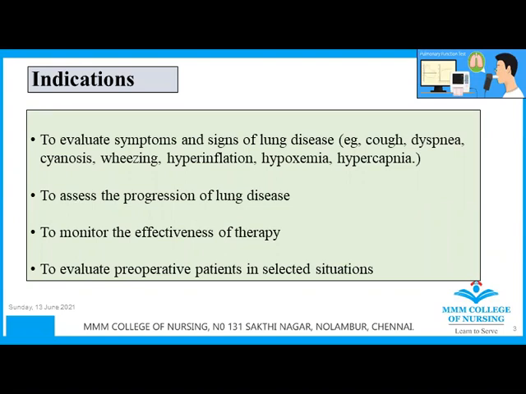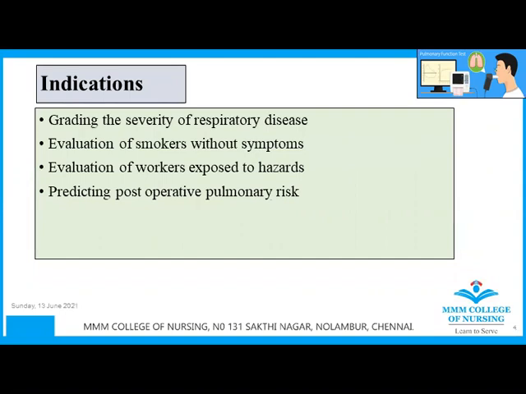Indications of PFT. PFT helps to evaluate symptoms and signs of lung disease, for example cough, dyspnea, cyanosis, wheezing, hyperinflation, hypoxemia, hypercapnia, that is carbon dioxide retention. To assess the progression of lung disease, it helps to monitor the effectiveness of therapy, to evaluate preoperative patients in selected situations. It also helps in the grading of severity of respiratory disease, evaluation of smokers without any symptoms, evaluation of workers exposed to occupational hazards, and predicting post-operative pulmonary risk.